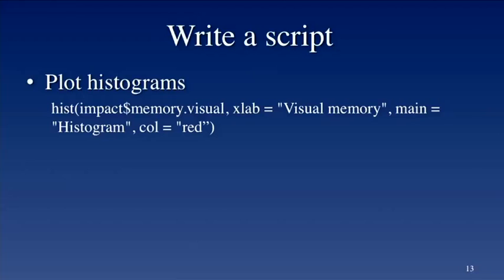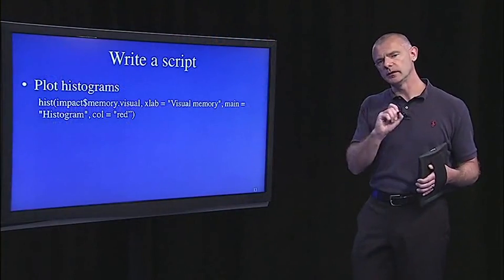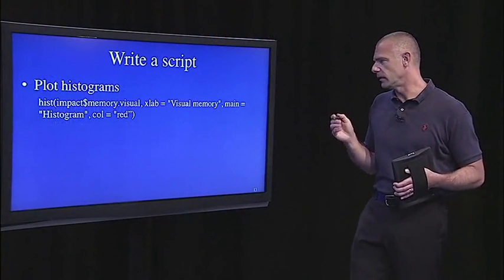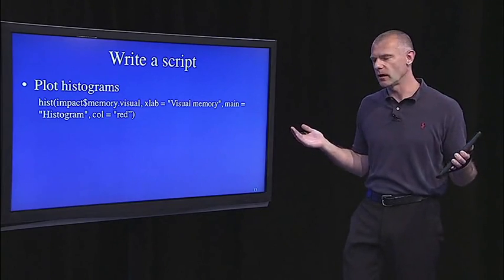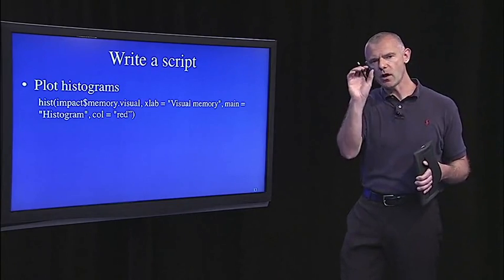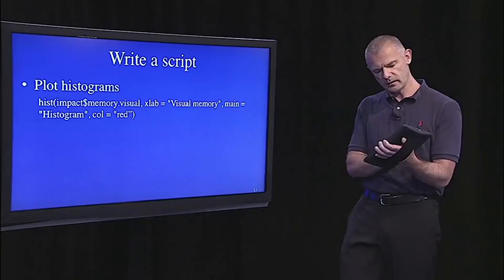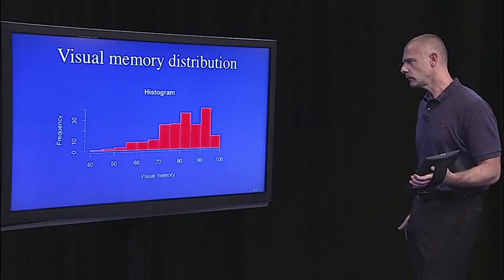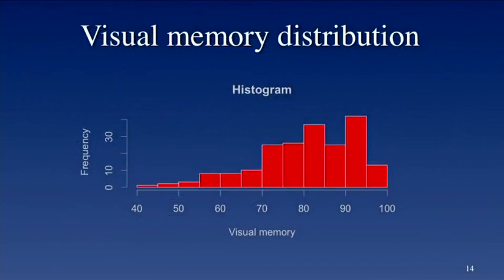This first histogram is plotting the data frame impact. Remember, the dollar sign tells it what variable to grab from impact. So memory.visual is one of the variables. That's the visual memory composite score. Then I've just put labels on here. I labeled the x-axis visual memory. I put a main label for the entire graph called histogram. And I made the bars in the histogram red. You can see what that looks like in the next slide. This is the output from my script in R. You see that we're plotting visual memory scores. They're on a scale of 0 to 100.